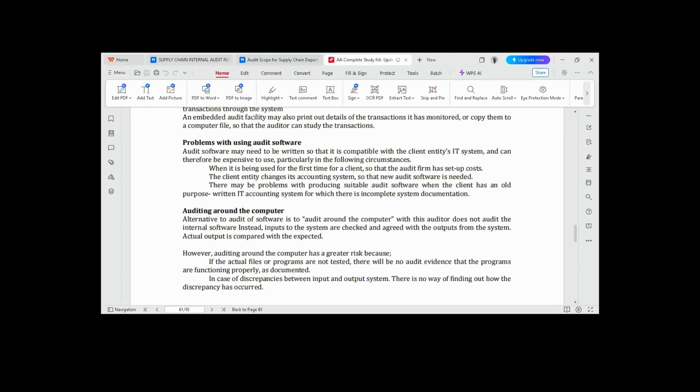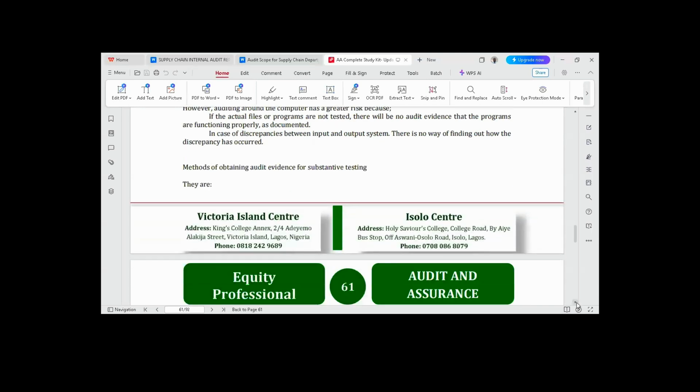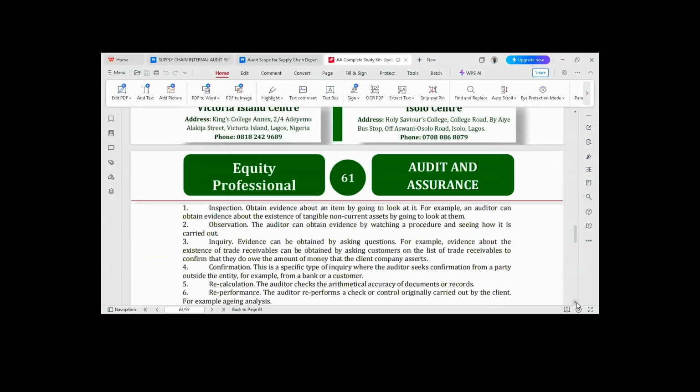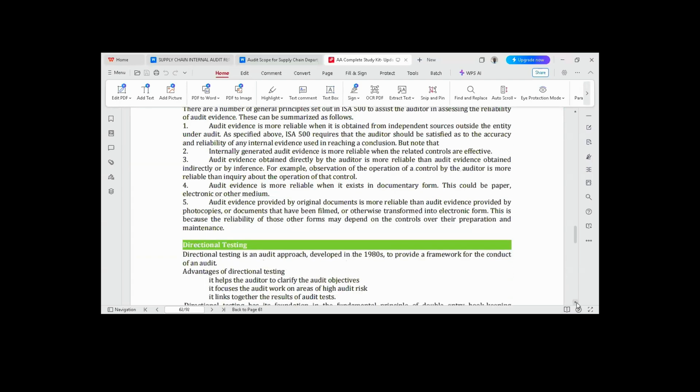Okay, you'll not be able to know because you're only working around it, you're not going deep. Then also, when there are discrepancies while you're working around the computer, it becomes very difficult for you to detect or to reconcile because you don't know how the discrepancy occurred, because you are not auditing inside the system. Okay, I hope we are getting it. So that is for that.